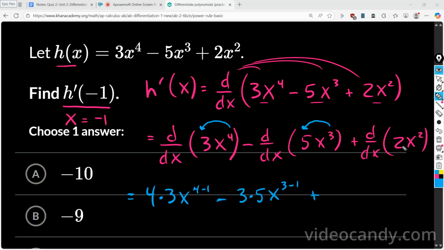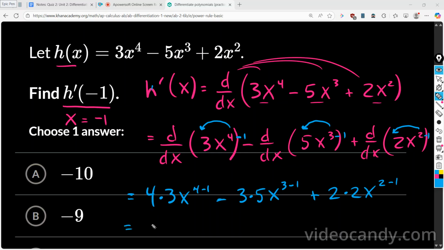And then plus, take the 2, move it out front. 2 times 2x, and the new exponent is going to be 2 minus 1. All right, so I moved the exponent out front on each one, and for each exponent, we did minus 1 on the x. All right.